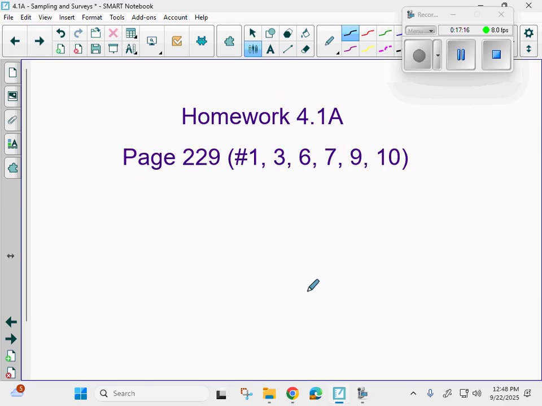We have no worksheet because I forgot to make copies, and honestly, this is pretty easy. So we'll just do the homework in the book, okay? 1, 3, 6, 7, 9, 10. Hopefully you can get this done before you go.